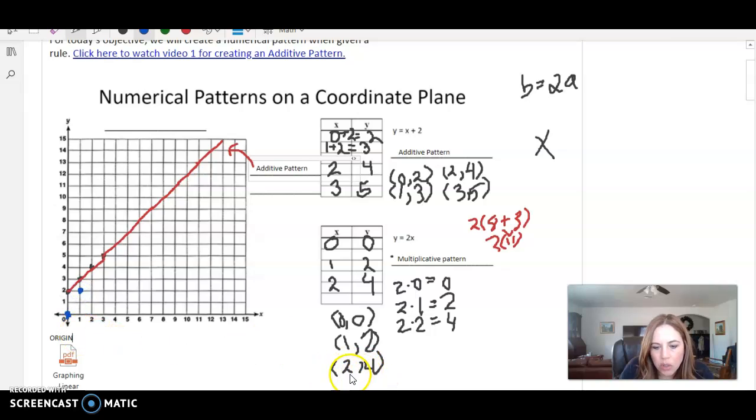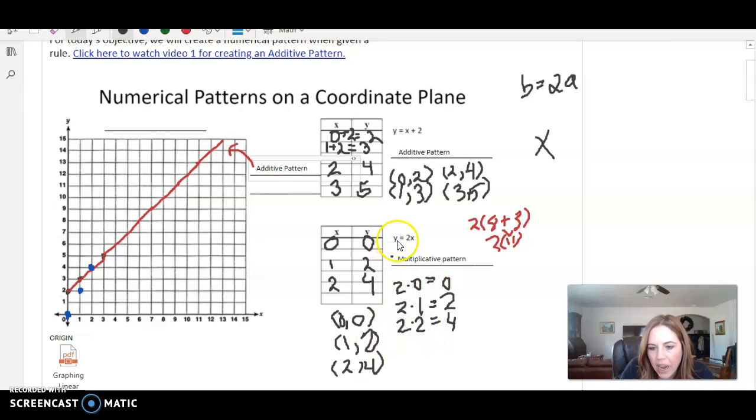And then let's do 2, 4. Starting at the origin, I'm going to go along my x-axis 2, so go to the right 2, and then up my y-axis 4. Okay, so that actually shares a spot with our additive pattern. Let's do one more just to see where the line is going.